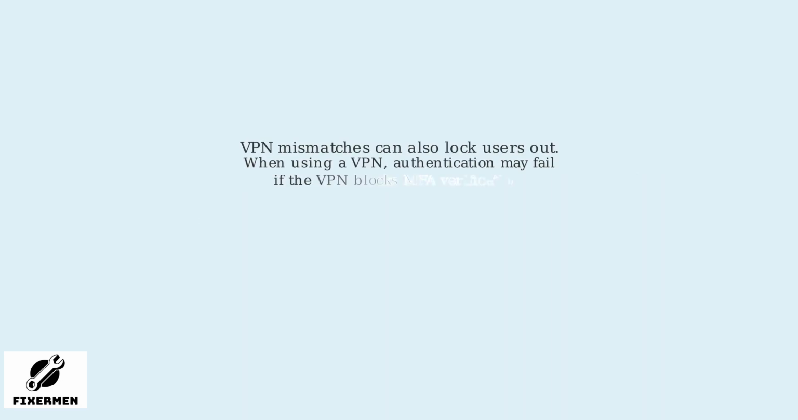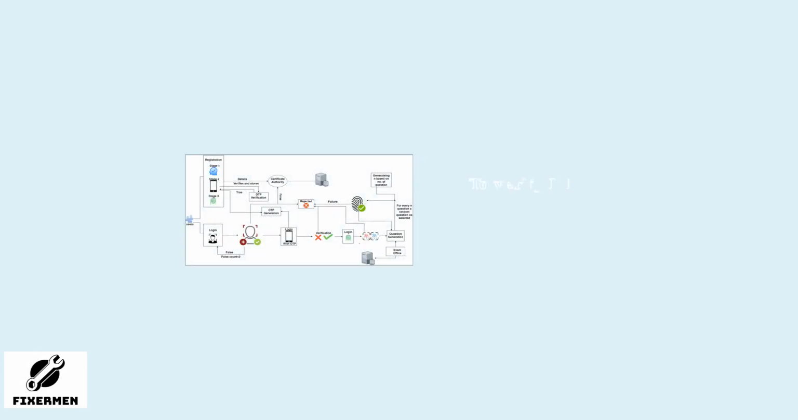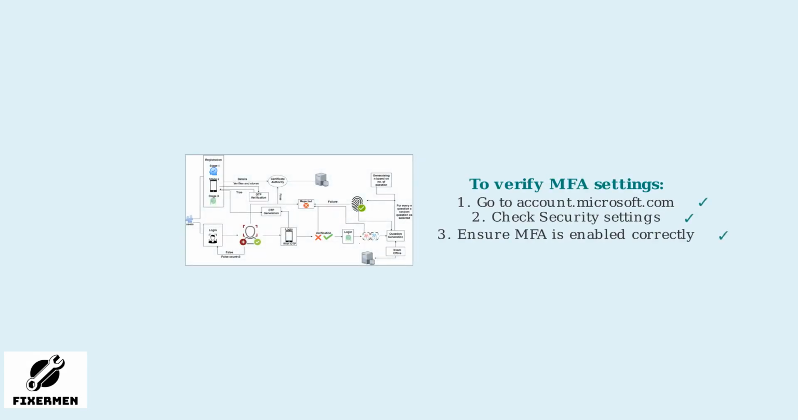Another issue arises from VPN mismatches. If you're using a VPN, it might interfere with the MFA process, causing authentication to fail and locking you out of Outlook. To troubleshoot, verify your MFA settings. Visit account.microsoft.com, navigate to the Security section, and confirm that MFA is properly configured. This flowchart shows the authentication process.